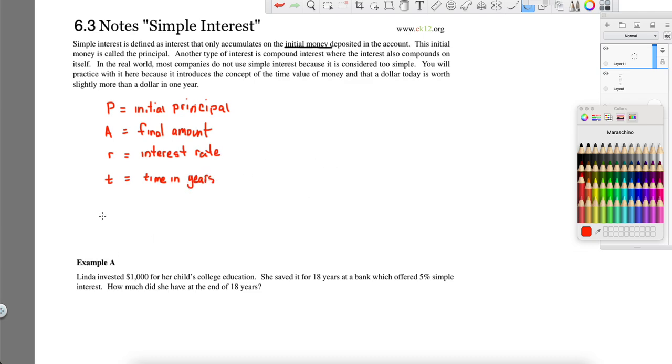Okay, so our equation is going to be A, which is our final amount, equals whatever the initial principal is, P, times 1 plus our rate, which is going to be in decimal form, times time, T.